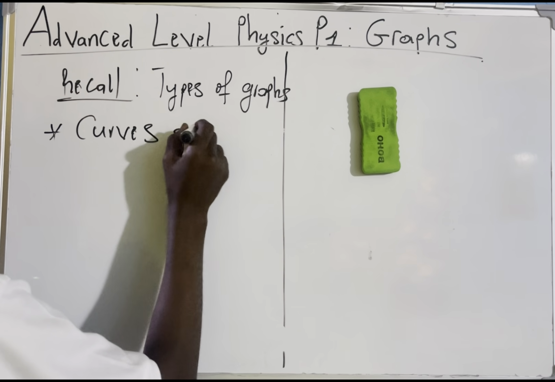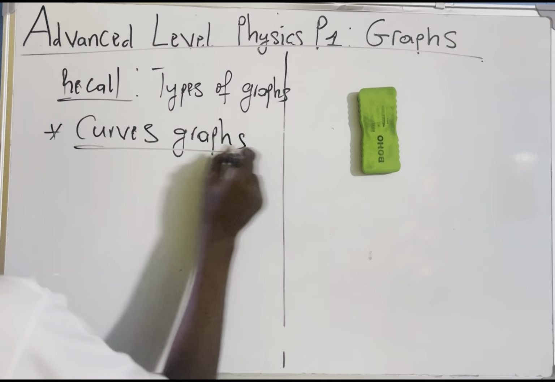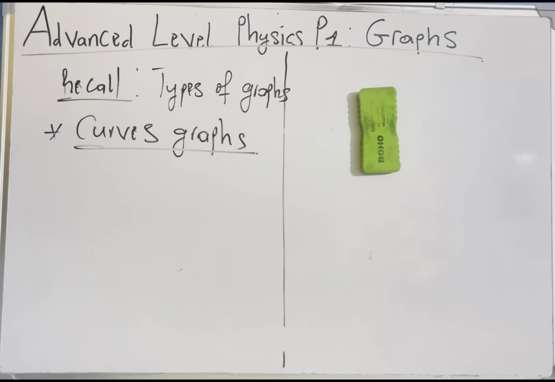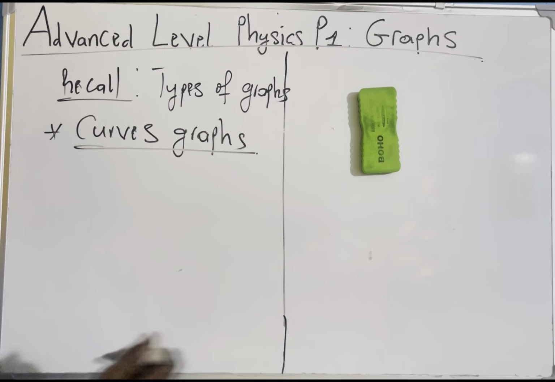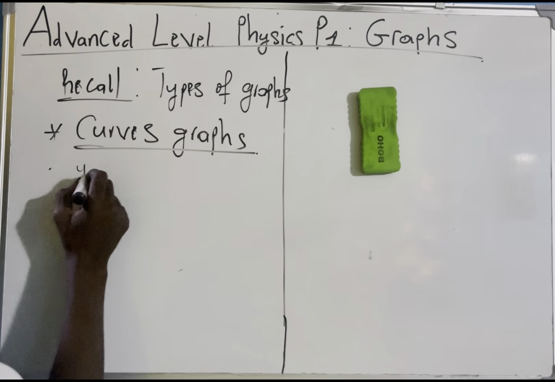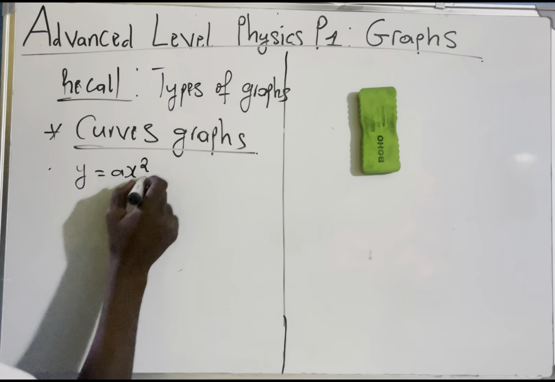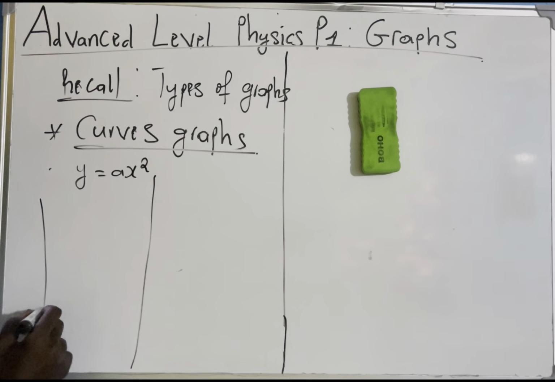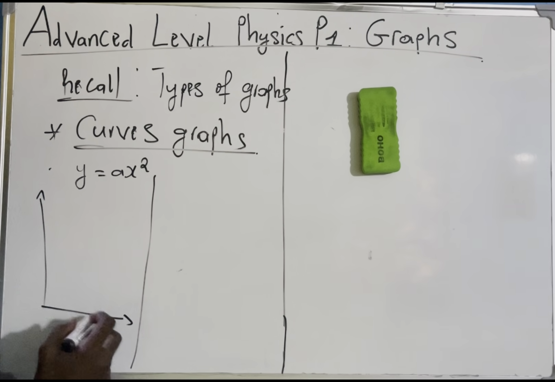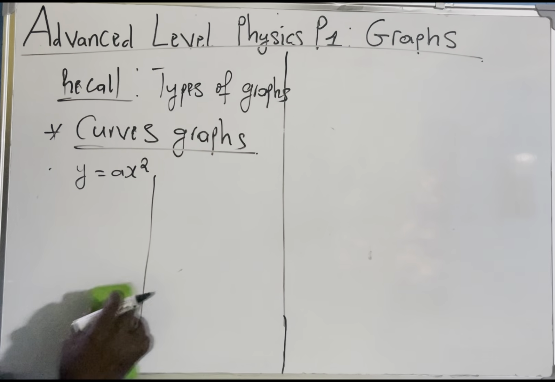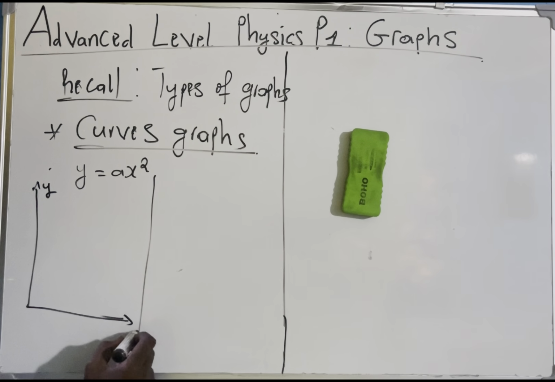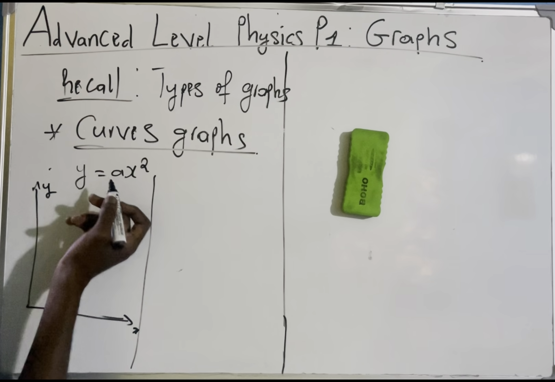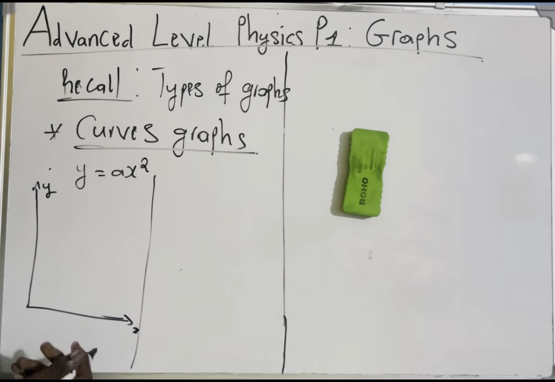Curve graphs. Under curve graphs, we are not having straight line graphs, we are having curves. It means that it is forming a curve. So we can have an equation in the form y equals ax squared. This represents a curve like this, y and x. Look at this: a is positive. It means that the curve should have a minimum turning point. So the curve should go like this.